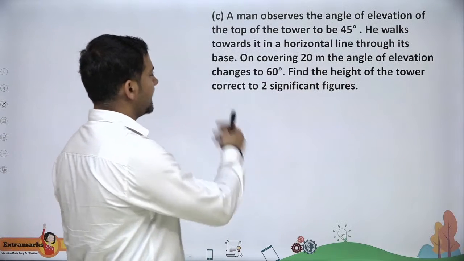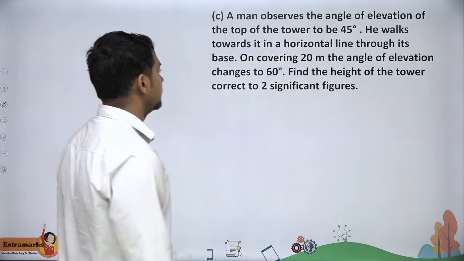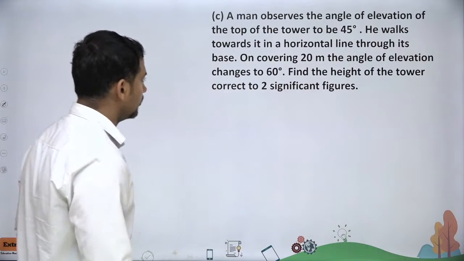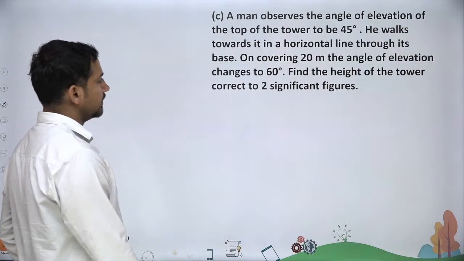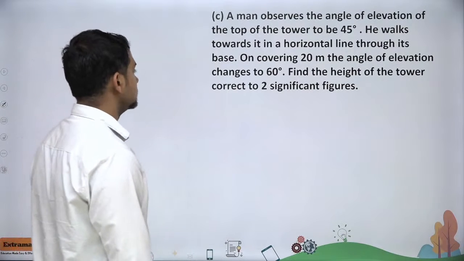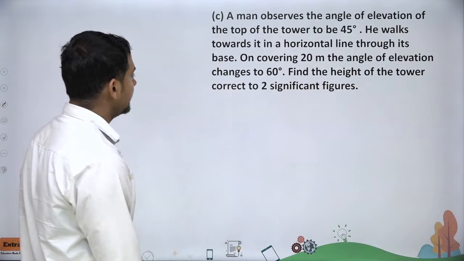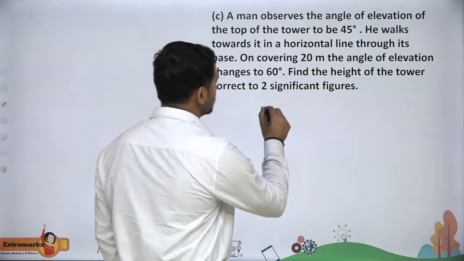A man observed that the angle of elevation of the top of the tower is 45 degrees. When he walked toward the horizontal line through the base, covering 20 meters, the angle of elevation changed to 60 degrees. Find the height of the tower. Okay, this is a simple question.